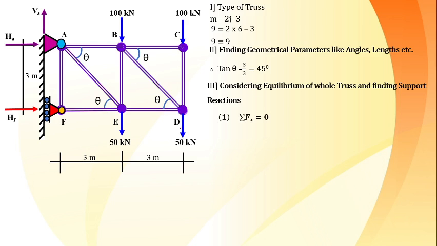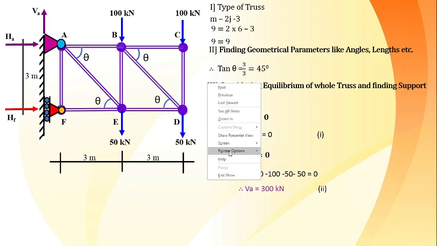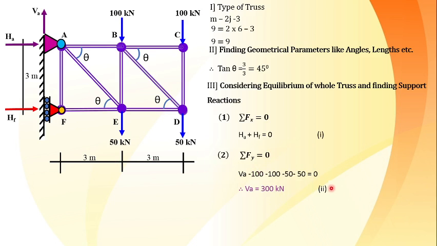Sigma Fx is equal to 0. Do the algebraic summation of all the forces in this truss. So we have HA plus HF is equal to 0. Sigma Fy is equal to 0: VA minus 100 minus 100 minus 50 minus 50 is equal to 0. So we got VA is equal to 300. So we have found out the first unknown, VA.